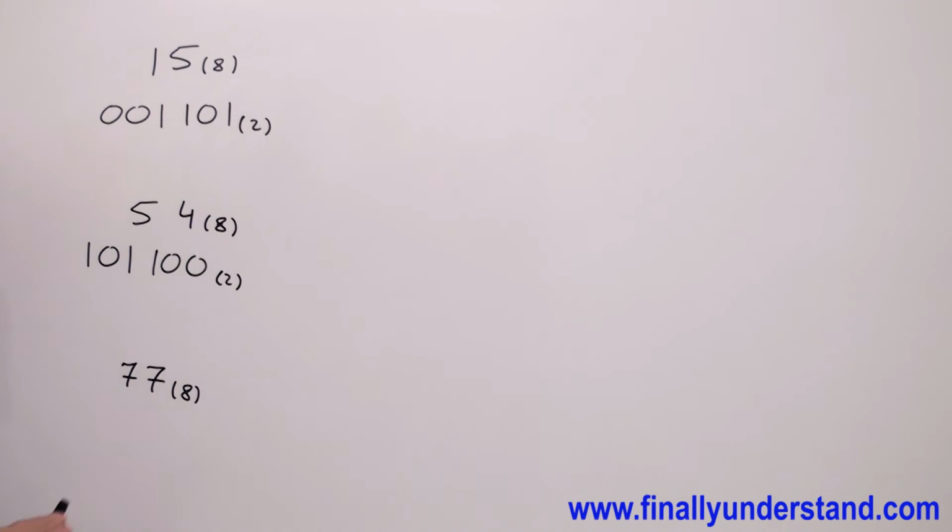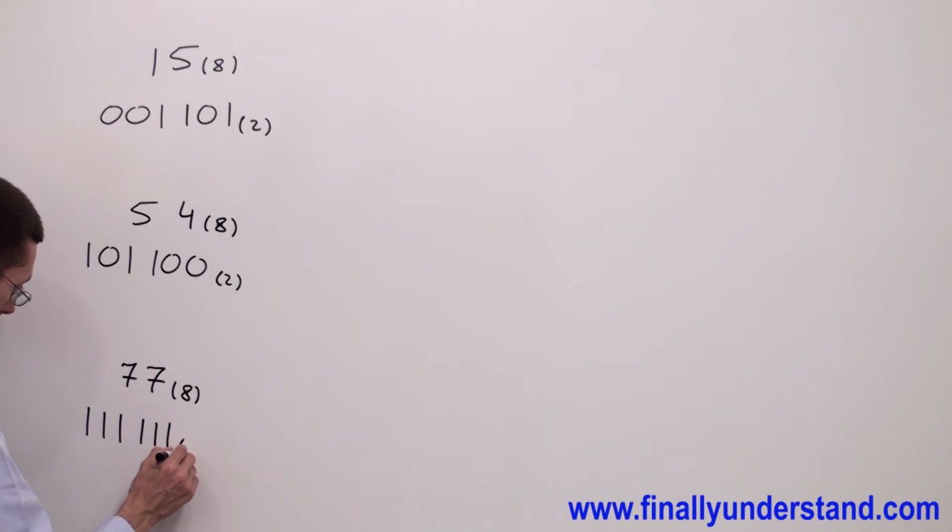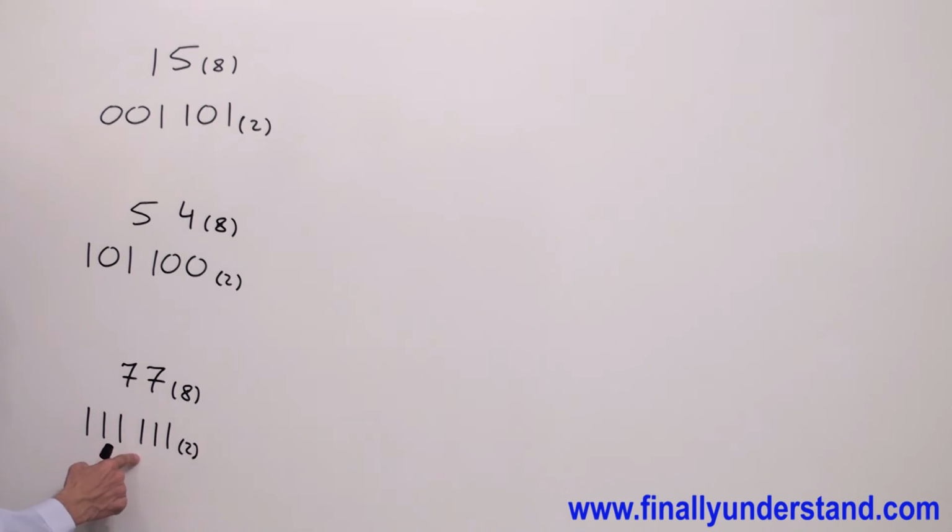77 base 8 we're supposed to convert to binary. 7 in binary, as a 3-bit binary number, is 1, 1, 1. 7 again, 1, 1, 1. Base 2, and this is the solution to this problem.